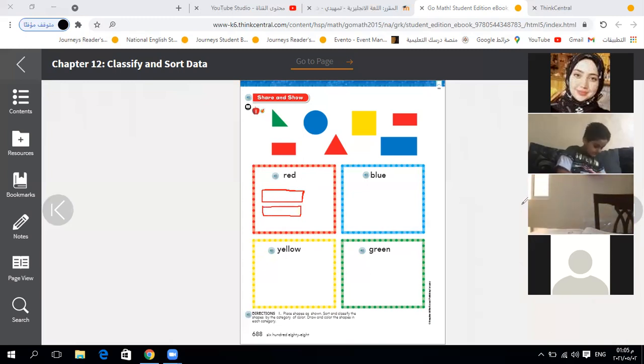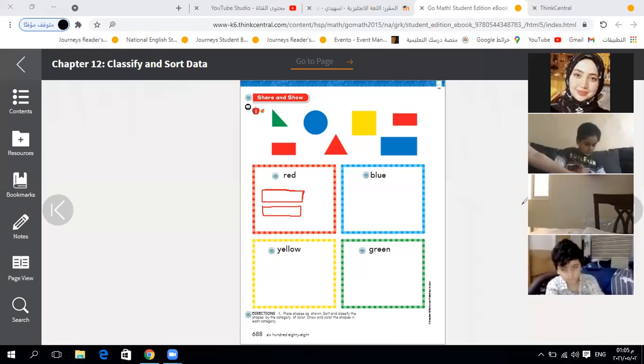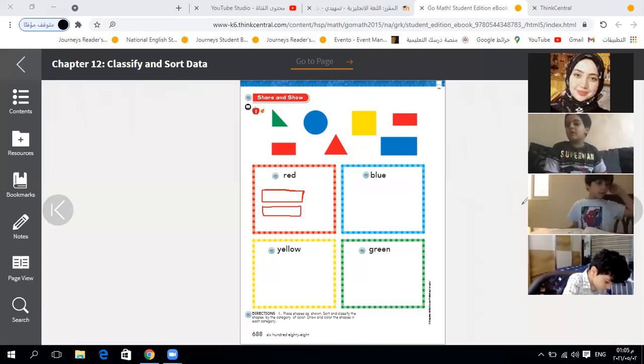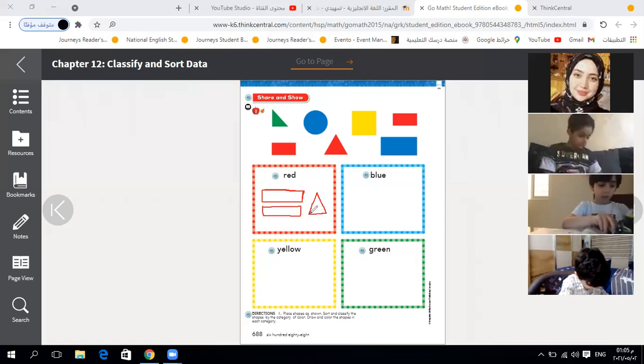Yes, Yasin, have a seat. Faris, can you tell me the name of the shape that has a red color? Rectangle, triangle. Triangle also. So we have this box, a red box. We have to place shapes that have a red color in it, okay? I'm gonna sort the shapes by color, okay? So we have here three shapes that have a red color.